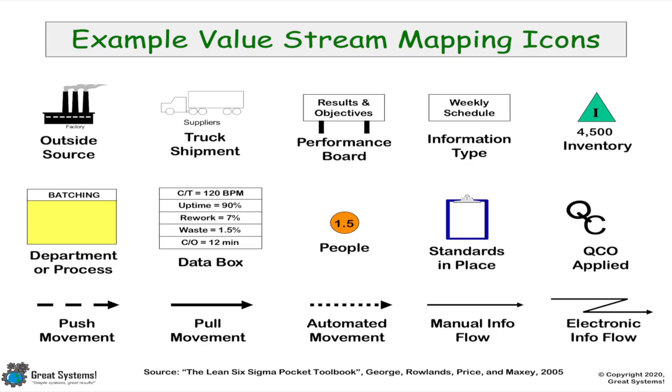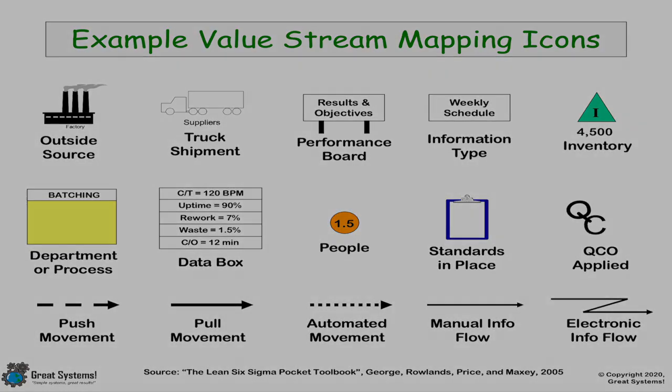The icons in the bottom row are used to reflect the types of material and information flows that exist in the value stream. Three types of material flow icons, push, pull, and automated, and two types of information flow icons, material and electronic, are shown. You can also create your own symbols to use on your map. For example, many use a light bulb to show where ideas might be. The key is to create a picture that best represents the work you do each day to provide a service or create a product that meets the needs of your customers.